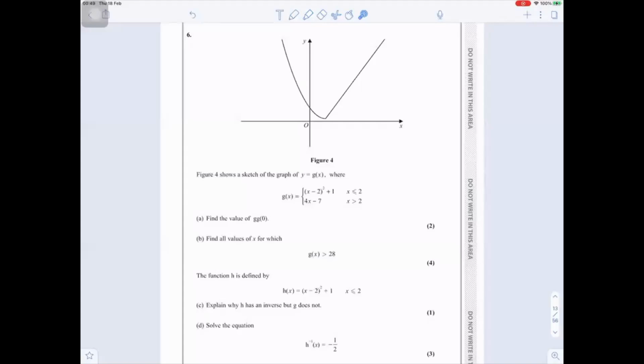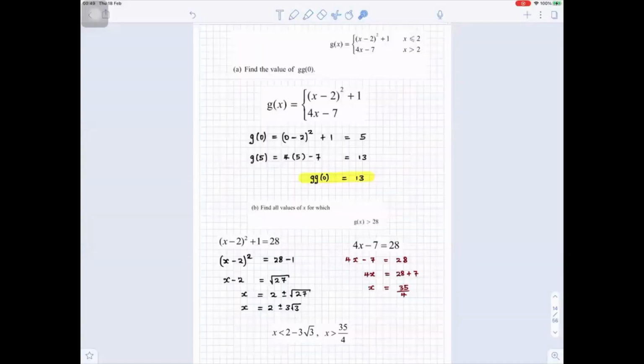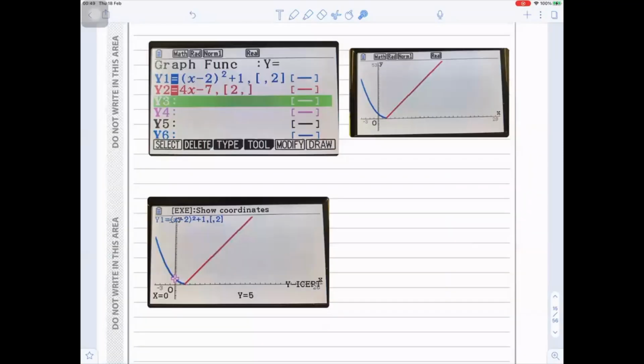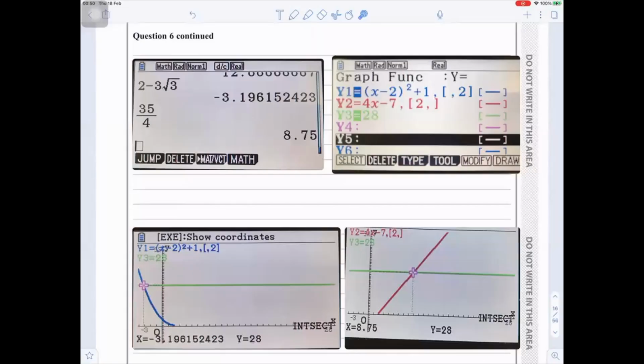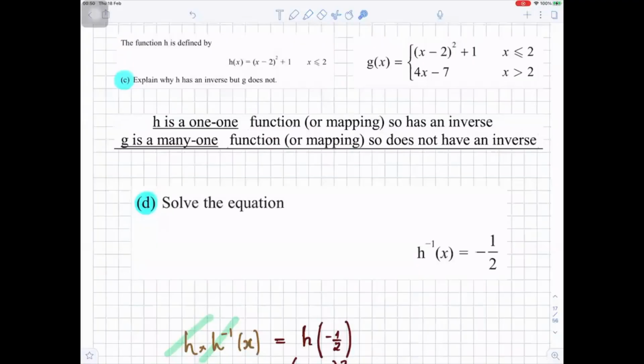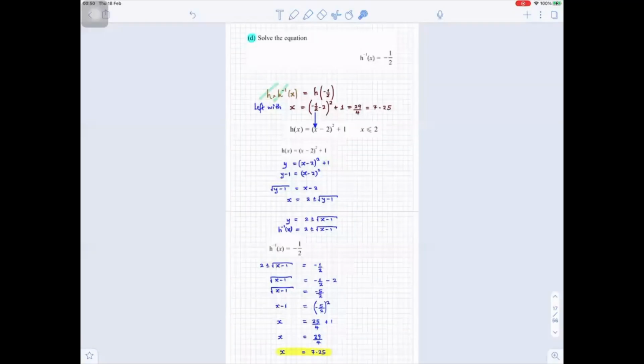That's question 6. Question 6a and b. Part of question 6b, the graphs of question 6b from the graphics calculator, which is used to determine which part of it is bigger than 28. Question 6c and question 6d.